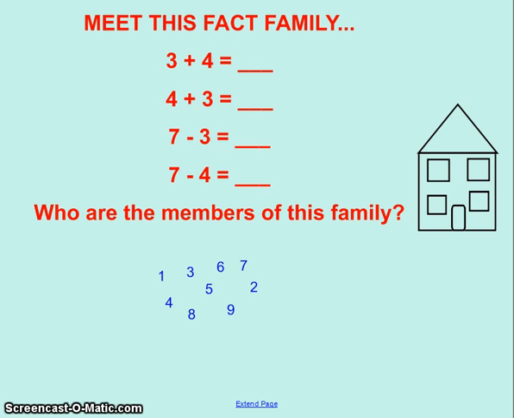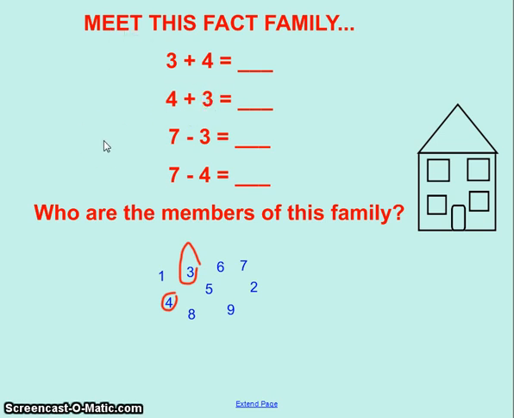Now let's take a look at this slide. You'll see that the fact family is not in a house. However, if you look closely, you can see that there are 3 different numbers that we are using. If you look at the first problem here, we have 3 plus 4, so 2 of the numbers right off the bat that you see are a 3 and a 4. Now, if you look at the next one, we have 4 plus 3.